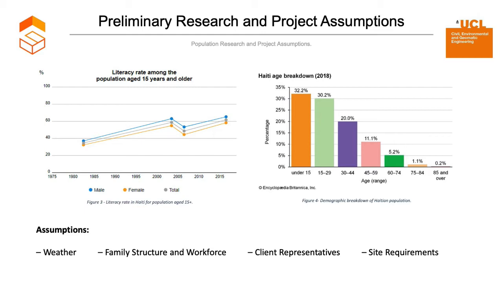Figure 4 indicates that most of the population falls within the working age. A conservative assumption of 2 capable workers per household are available to work. This equates to 20 local workers for the 10 structures.